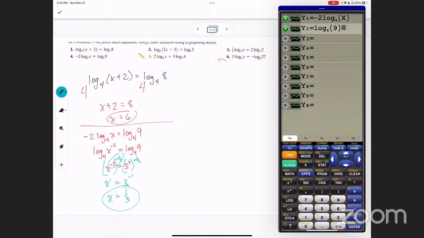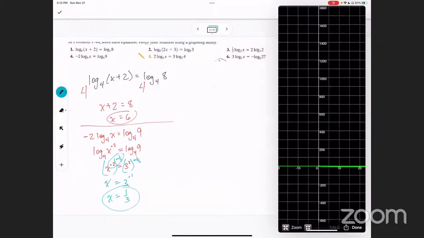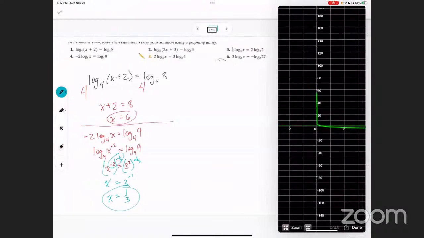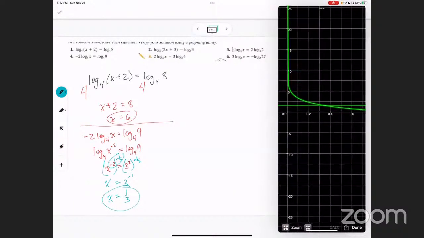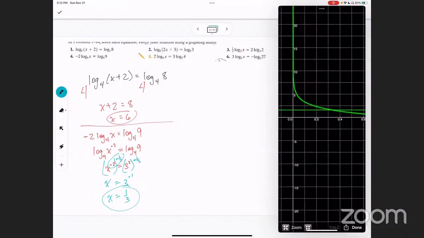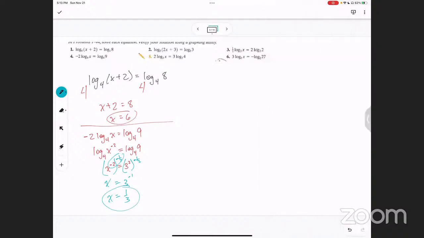And now if I graph them both on the same graph, I can see where they intersect. And on your graphing calculator, you'll be able to find the intersection point. But there, I happen to tap it correctly. And the answer, look at that, x equals 1/3. Which is what we thought.